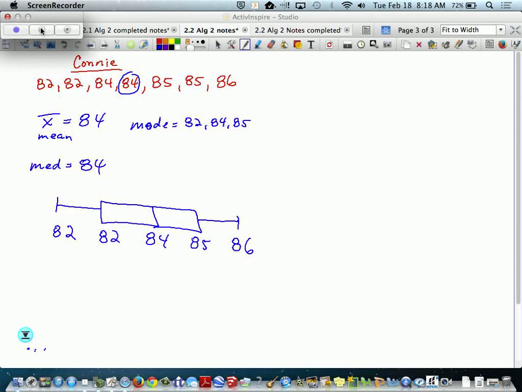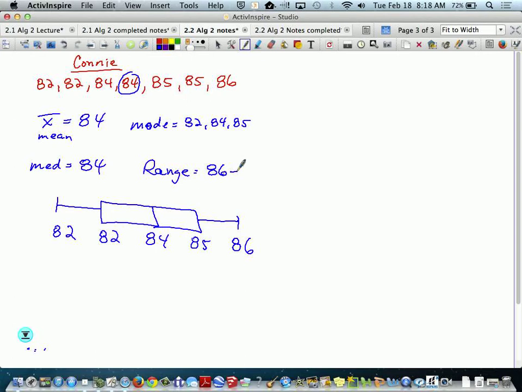So what's the range? How did you get it? Subtracted 82 from 86. So 86 minus 82 gives me a range of 4. So this data is fairly close together. So we did a mean, a mode, a median, and a range. Standard deviation we have to do yet, and we wrote down the 5-number summary.